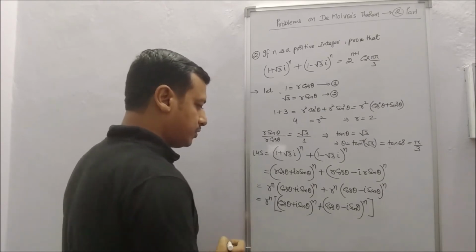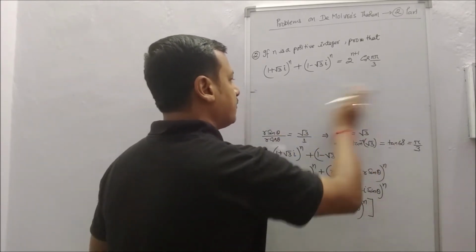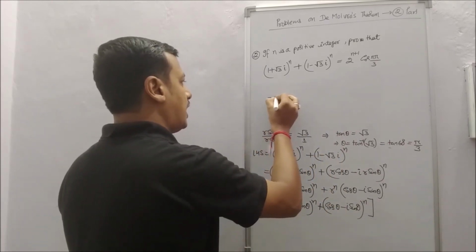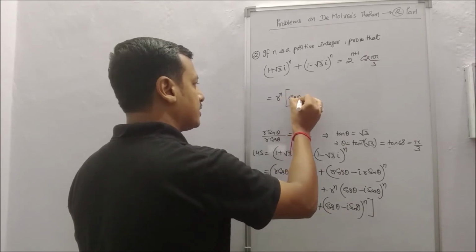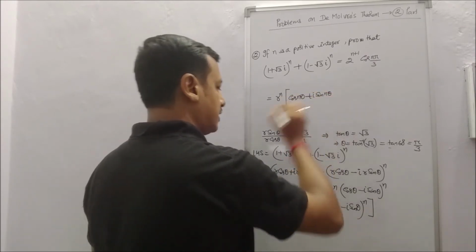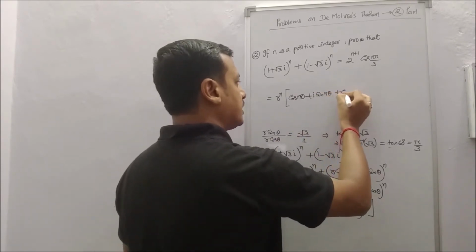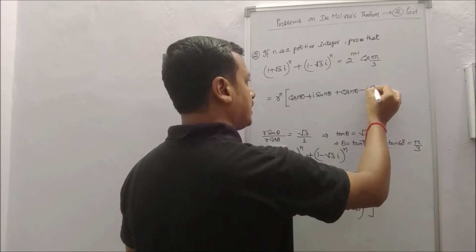The next step is to use De Moivre's theorem. So using De Moivre's theorem, we have r^n [cos nθ + i sin nθ plus again cos nθ − i sin nθ].